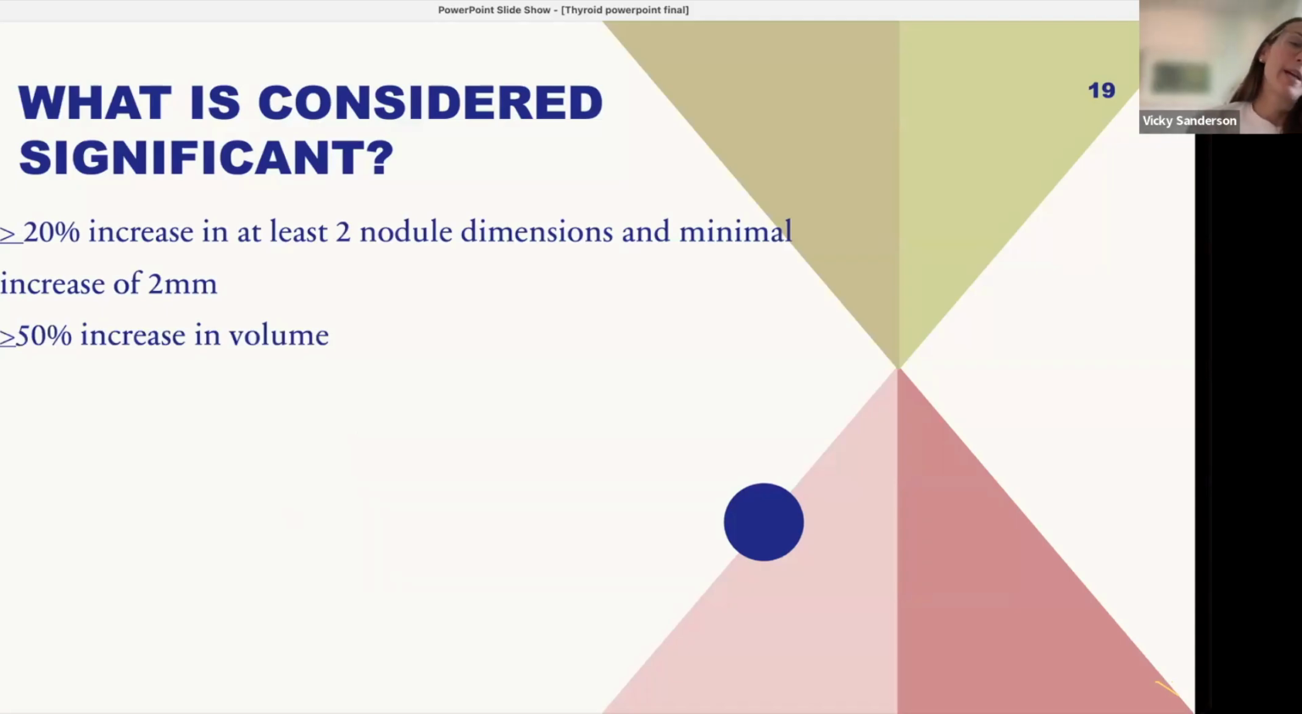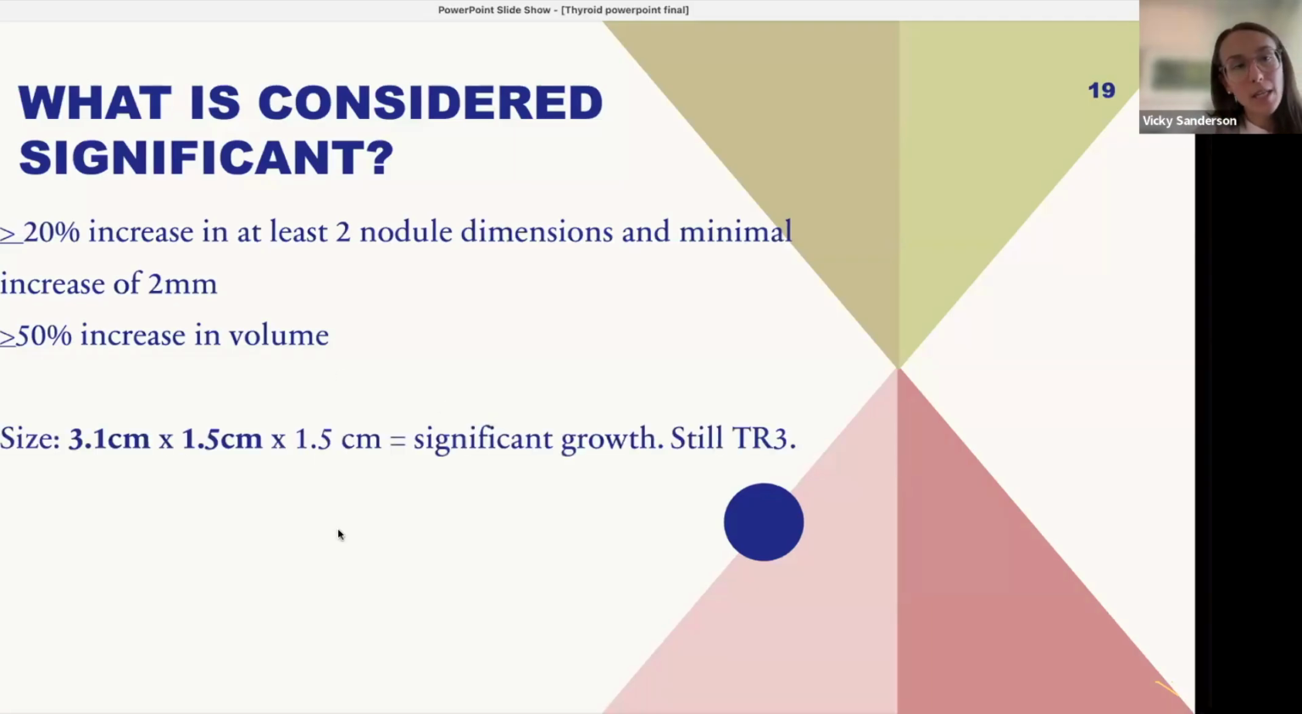Secondly, they look at whether there's been a 50% or kind of a doubling size in volume. So those 2 metrics are considered significant. And again, the radiologists are really good at saying what you should do next. And if I have any doubt in my mind, sometimes I will just send a fax back to that radiologist to clarify a few things, and that can be very helpful as well. So there is that significant growth. It's still classified as a TR3, but based on this significant growth, we want to go for that fine needle aspiration to make sure this hasn't gotten into the more cancerous territory.